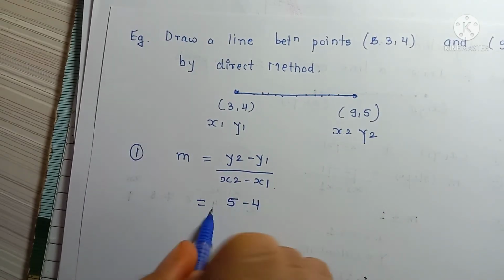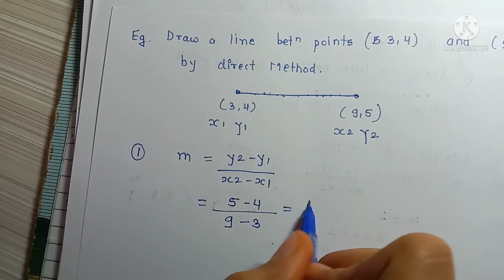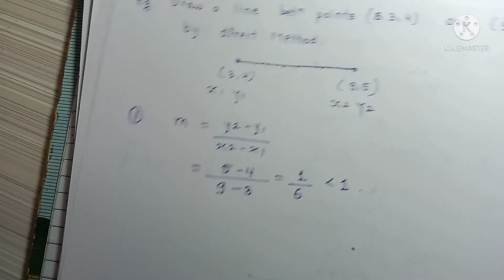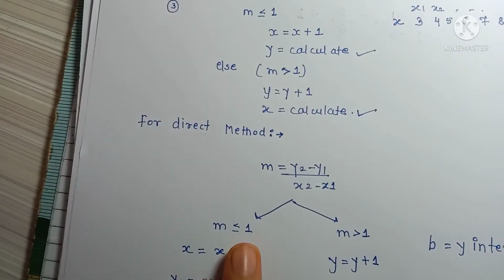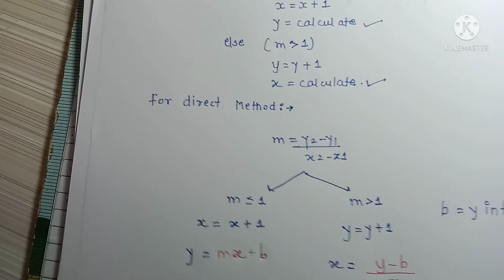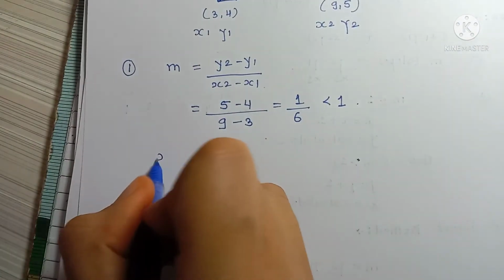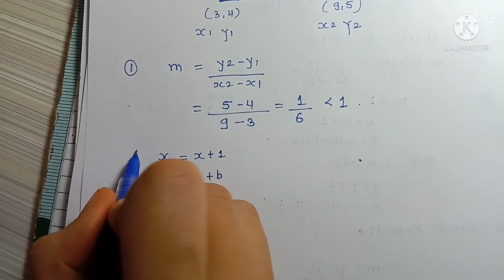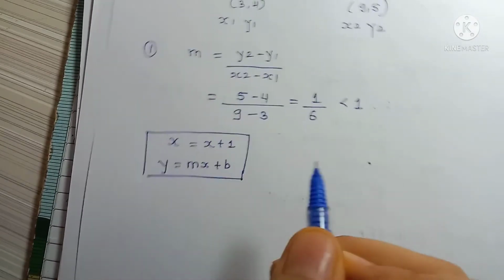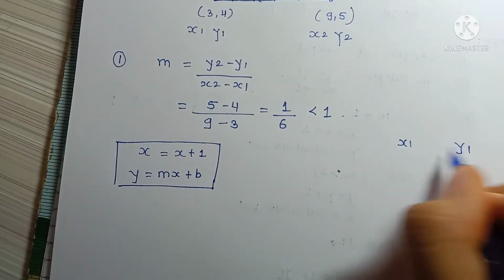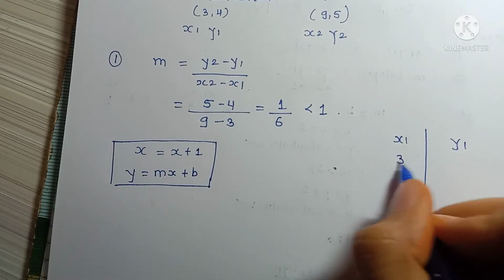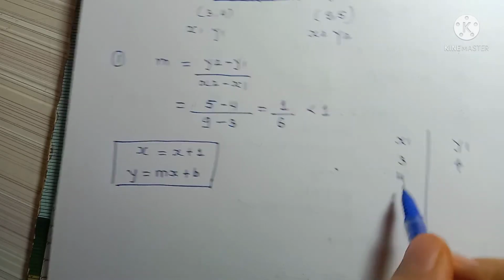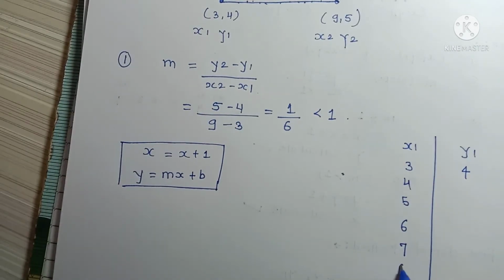y2 5 minus 4, 9 minus 3, 1 upon 6. 1 upon 6 which is less than 1. And what we learned: if your slope is less than or equal to 1, x is incremented and y is calculated. So x will be x plus 1 and y will be mx plus b. This is x1, y1, initially 3, 4 and final was 9, 5. So x will be incremented 4, 5, 6, 7, 8.